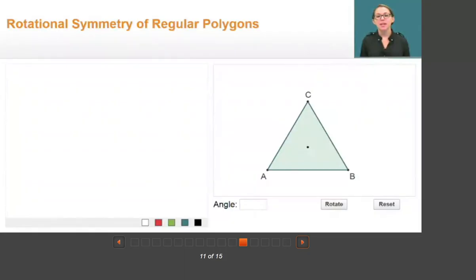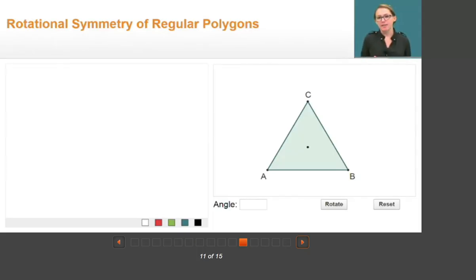Let's discuss the rotational symmetry of regular polygons. Consider the equilateral triangle here. We'll call it triangle ABC. We can rotate this triangle at any angle of rotation. Regular polygons with n equal sides will have order n for rotational symmetry. This idea is similar to the fact that regular polygons with n sides will have n-fold reflectional symmetry, if you remember that. So if the triangle has 3 equal sides, it should have order 3 for rotational symmetry.